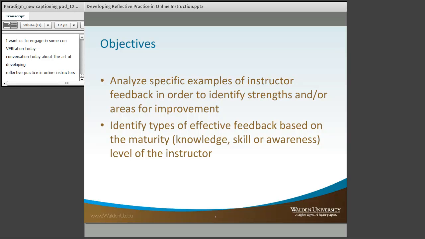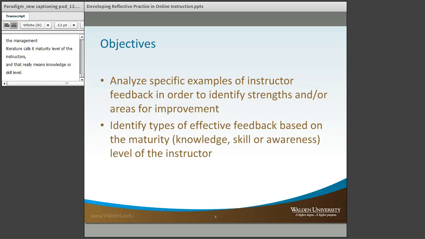My objectives for this particular session are to actually look at some examples of instructor feedback in order to identify strengths and weaknesses, areas of improvement, and also to identify types of effective feedback based on, as the management literature calls it, maturity level of the instructors, and that really means knowledge or skill level.